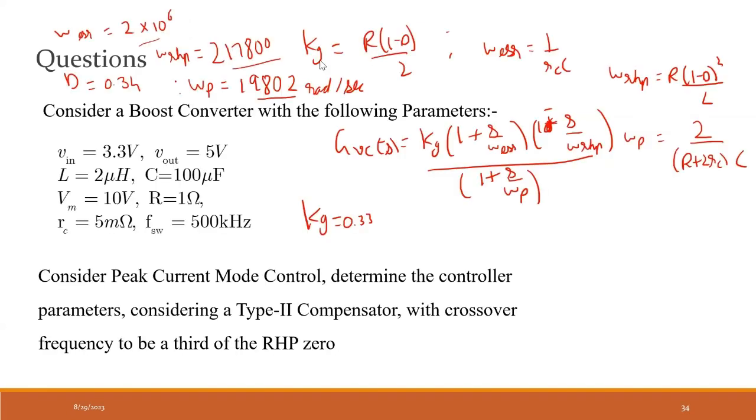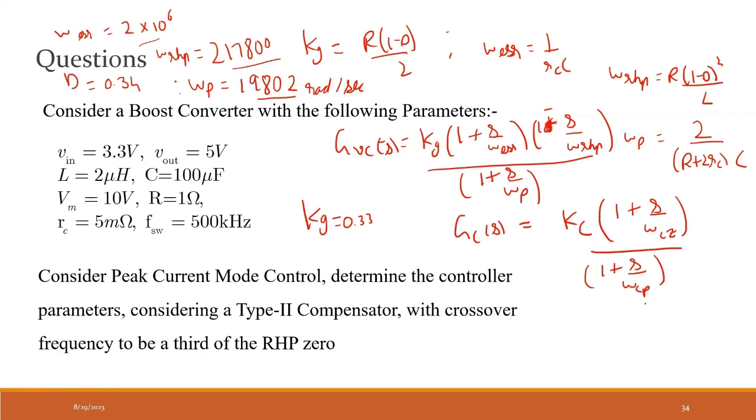Now, what do we have to do? We have found these, and now we have to place a controller. How do I place my controller? It will have a value of Kc into (1 plus S upon omega controller zero) upon (1 plus S upon omega controller pole). Now, what will be the value of omega controller pole?